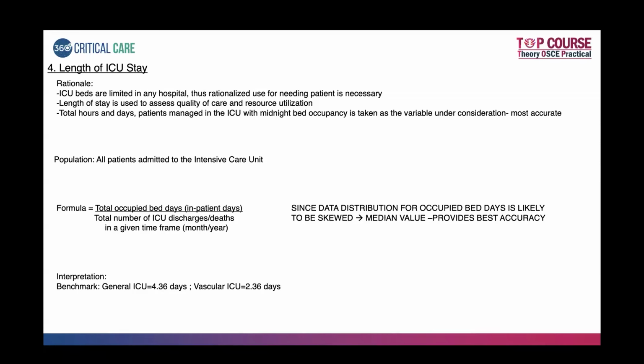The denominator is pretty straightforward: the total number of ICU discharges or deaths in a given time frame. Usually we take it on a monthly basis, as clinical audits or meetings usually happen monthly. So you can take it for a month and use it as the denominator. Since the data distribution for occupied bed days is likely to be skewed, you need to go with the median value because it provides the best accuracy. All right. The benchmark here for a general ICU is about 4.36 days, and for a vascular ICU, it is 2.36 days.